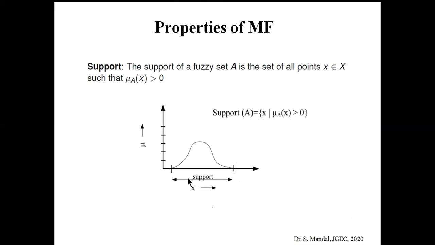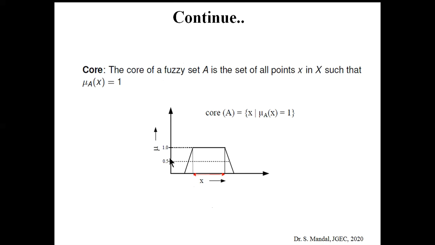Now properties of membership function. First one is the support. What is support for a membership function? The support of a fuzzy set or membership function is where mu A(x) is greater than 0. If you plot the membership function, the region where the membership function is greater than 0 is the support area. So this one to this one is the support. But here the value of the membership function is 0, so we should not consider this area as support.